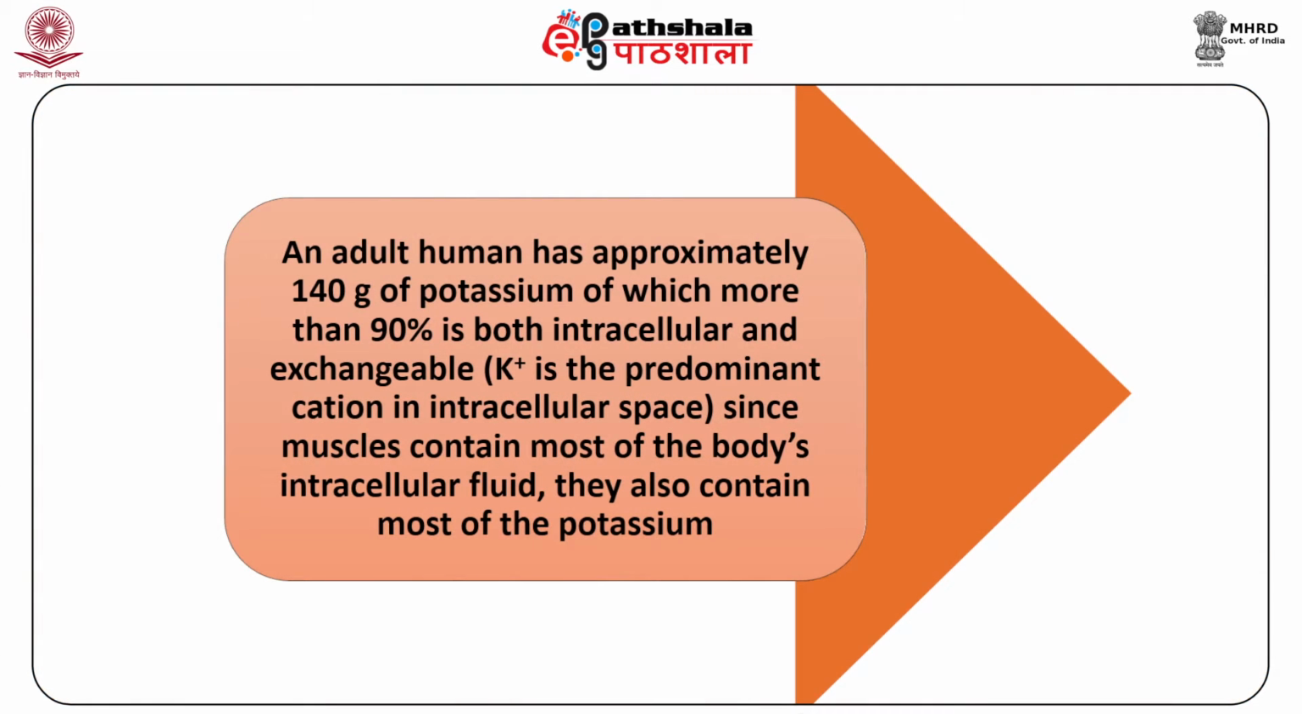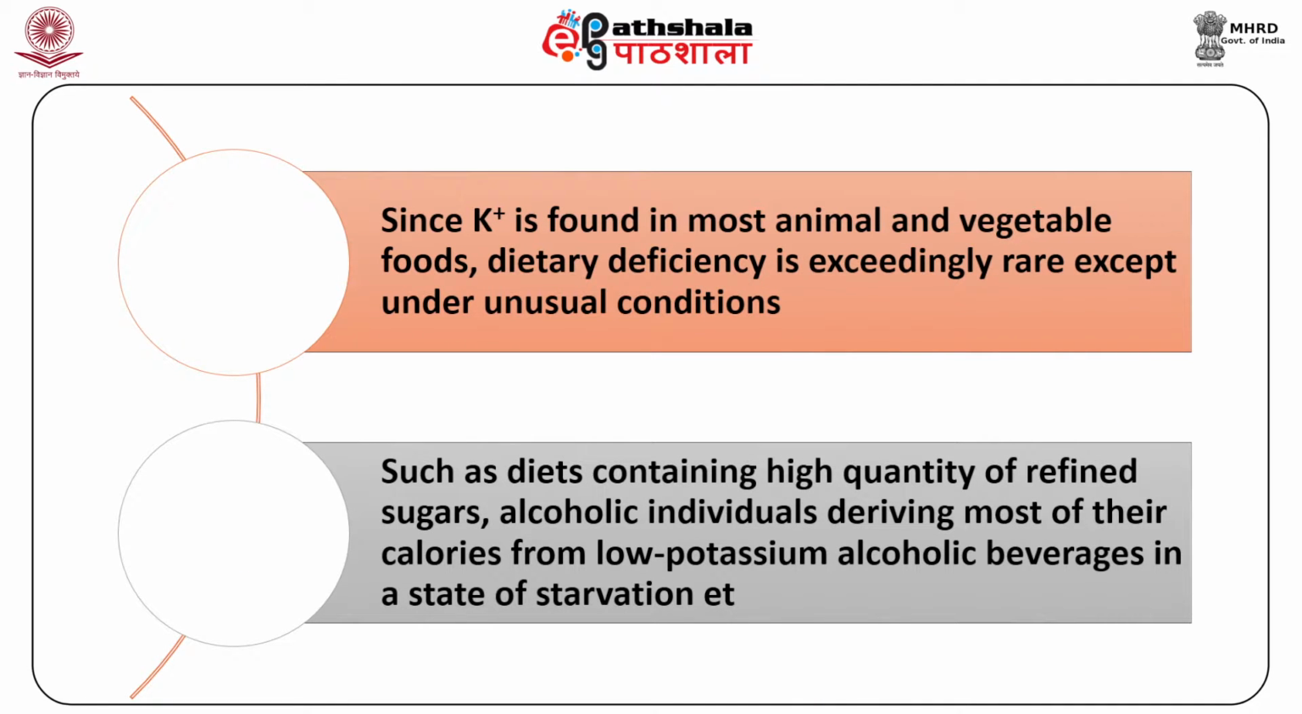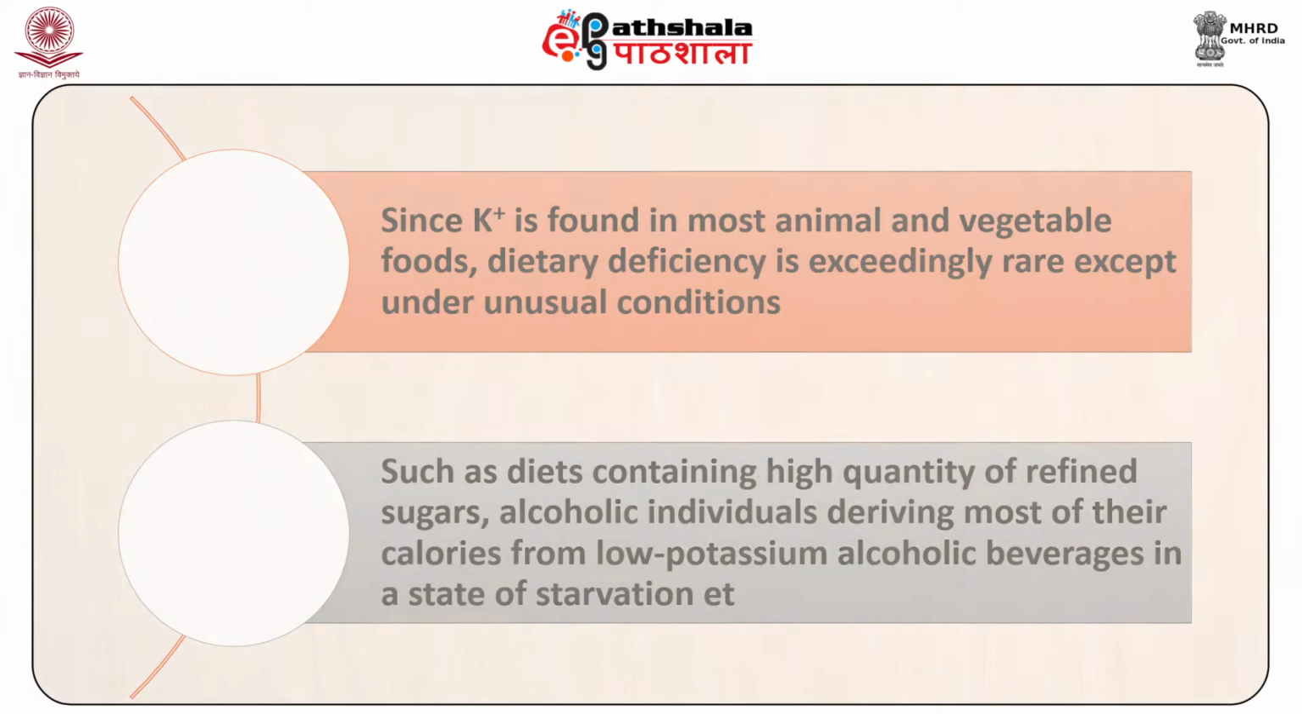An adult human has approximately 140 grams of potassium, of which more than 90% is both intracellular and exchangeable. Potassium ion is the predominant cation in intracellular space. Since muscles contain most of the body's intracellular fluid, they also contain most of the potassium. Since potassium is found in most animal and vegetable foods, dietary deficiency is exceedingly rare except under unusual conditions, such as diets containing high quantity of refined sugars, alcoholic individuals deriving most of their calories from low potassium alcoholic beverages, in state of starvation, etc.